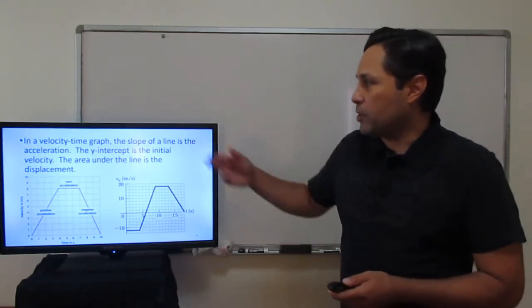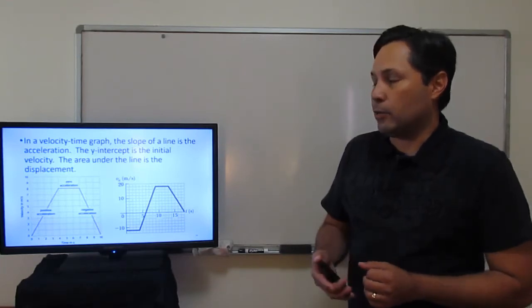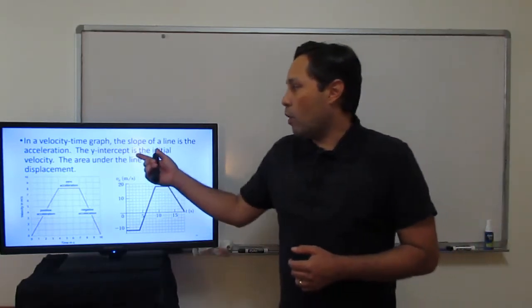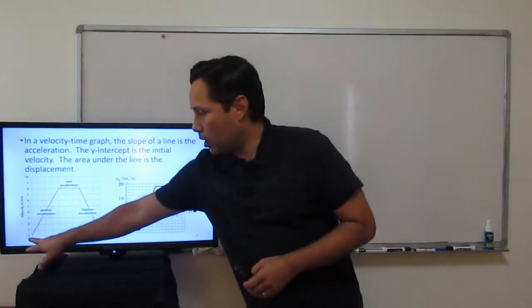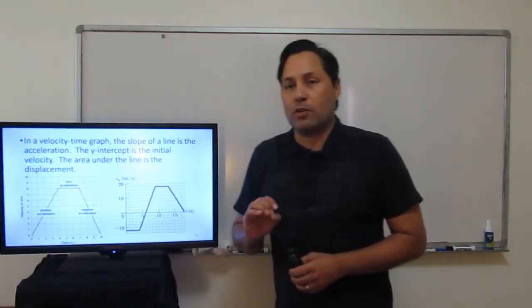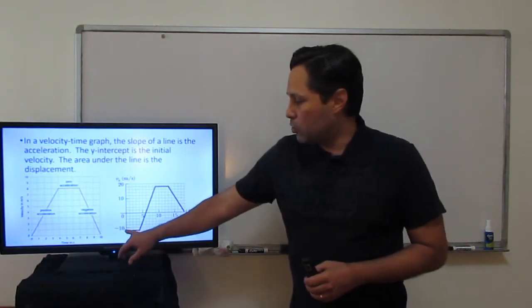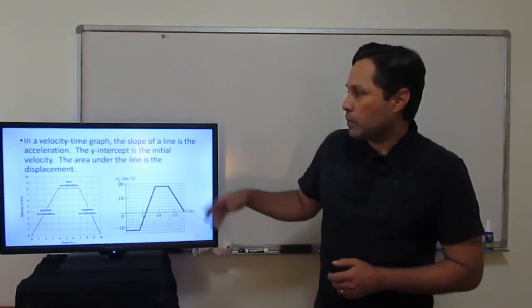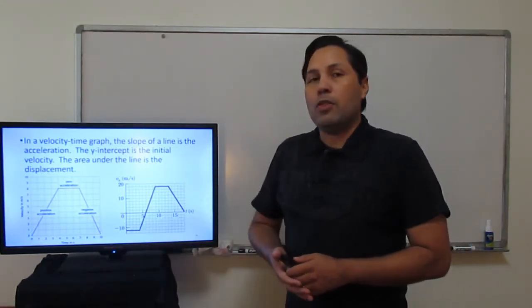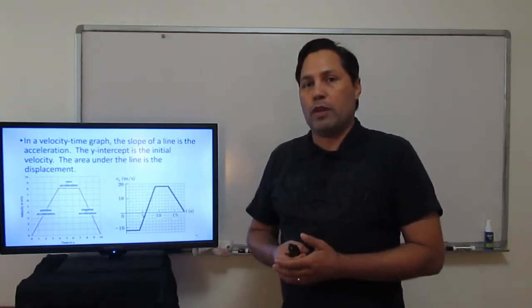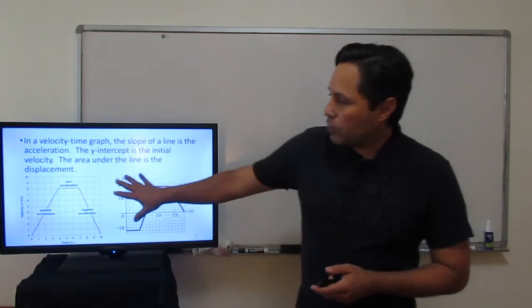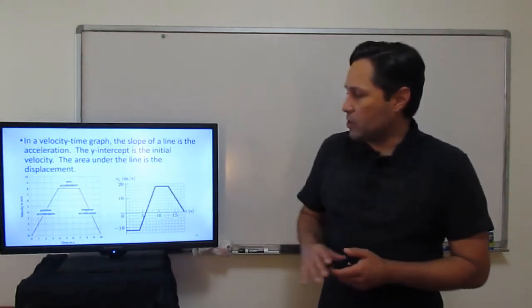So it says in a velocity time graph, the slope of the line is acceleration. Moreover, the y-intercept is the initial velocity. In this problem, our problem begins with an initial velocity of 0. For our second problem, we're going to begin somewhere around -11. The area under the line is the displacement, which is how far from the origin we have traveled. Alright, so we've talked about this first graph. Let's talk about the second one.